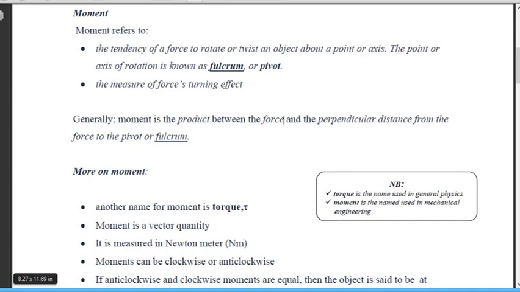Okay, so the moment of a force, the turning effect of a force, tells us to which extent you are actually turning this particular spanner. You will find that the moment is a vector quantity in the sense that you have the size of the force that you are applying on the spanner, and also the distance of the spanner from the pivot.